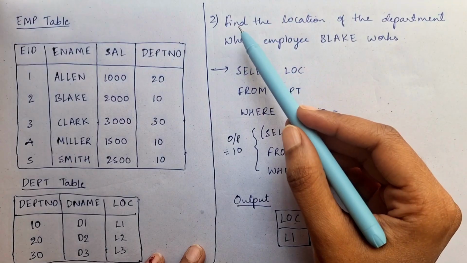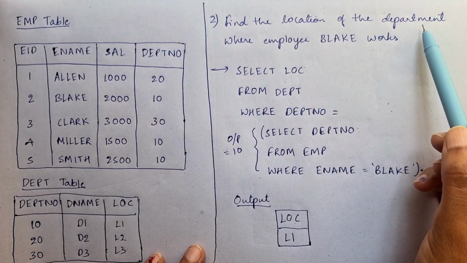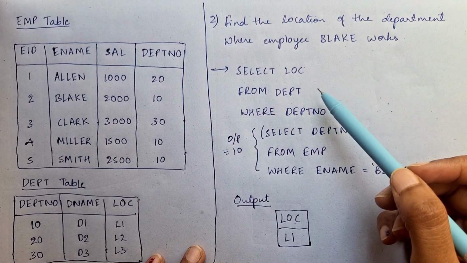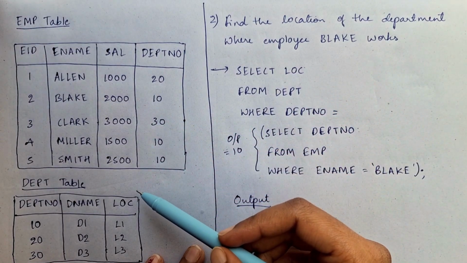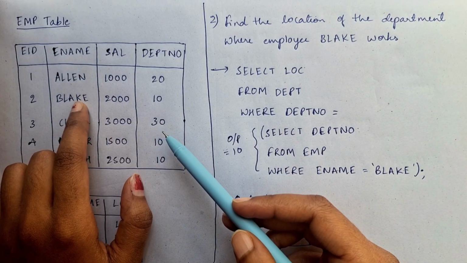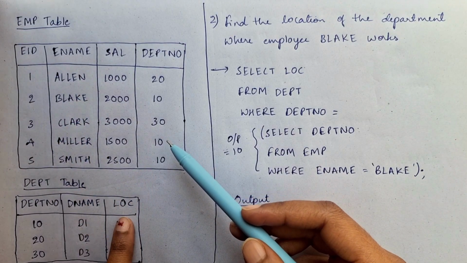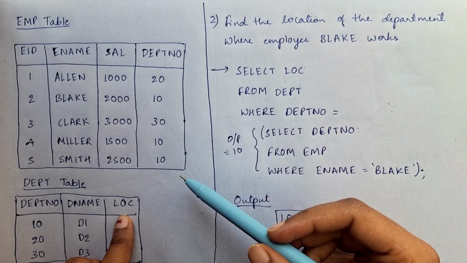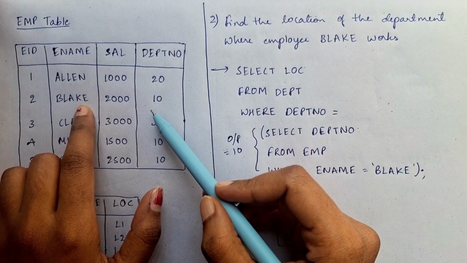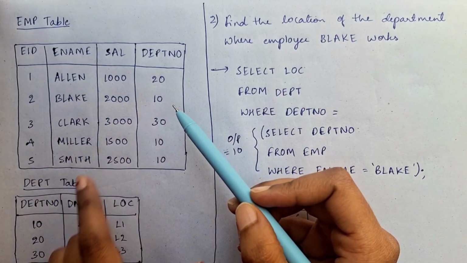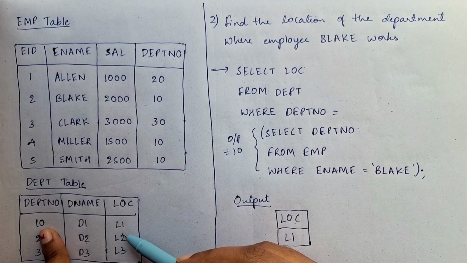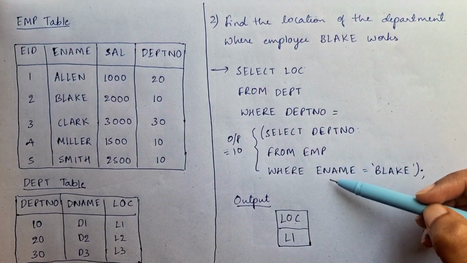So the question is, find the location of the department where employee Blake works. Again, if you observe the table carefully, the employee name Blake is present in the EMP table, but the location is present in the department table. So first we need to find the department number of Blake and then use that department number to find the location of that department. So this is the query, guys.